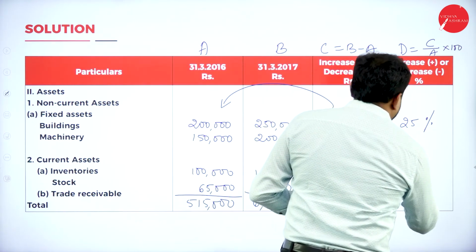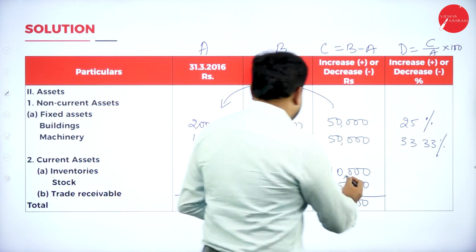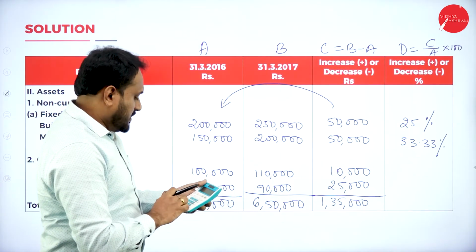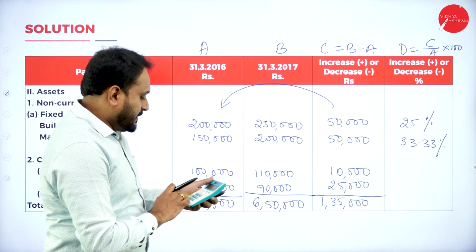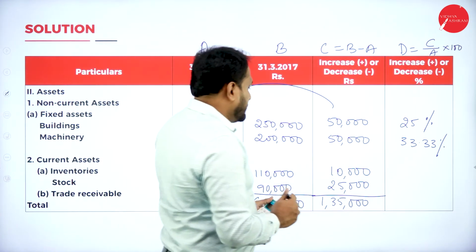33.33 percentage. Next, 10,000. Now 10,000 divided by 1 lakh into 100, so you have 10%.